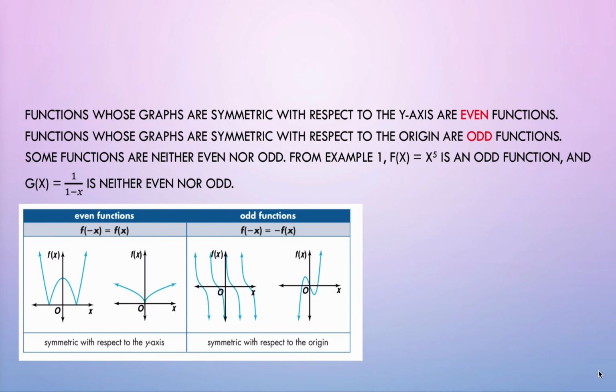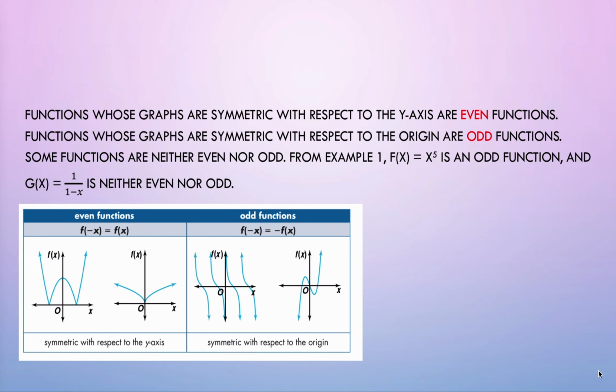Functions whose graphs are symmetric with respect to the y-axis are even functions. Functions whose graphs are symmetric with respect to the origin are odd functions. I think I used some of this terminology a little bit earlier in this video, even though we hadn't talked about it yet. My bad. But even and odd functions. Some functions are not even or odd.